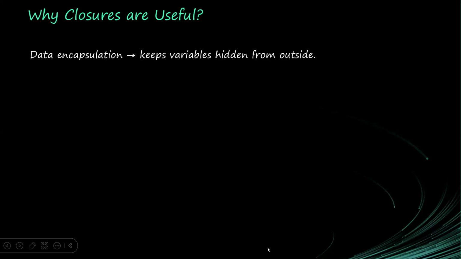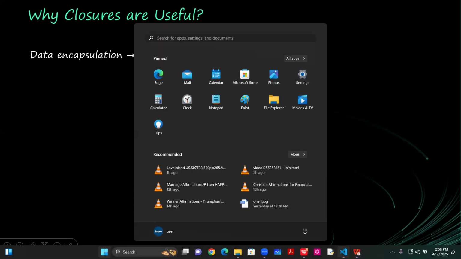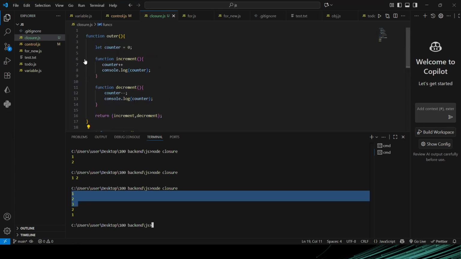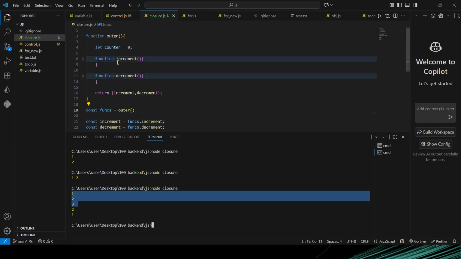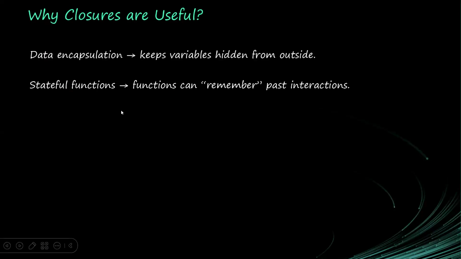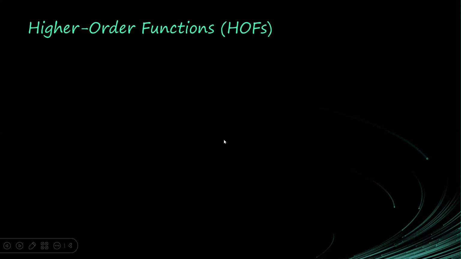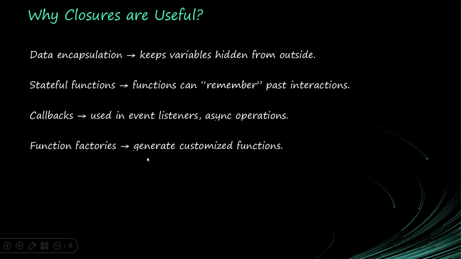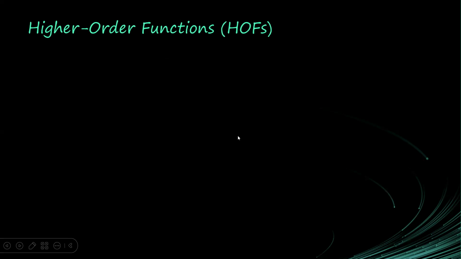All right. So data encapsulation. What was I saying? What brought me here is that it is only these functions that can have access to the counter variable. Anything outside of this function cannot have access to it. Okay. So data encapsulation, stateful functions, functions that can remember past interactions. All right. Callbacks are used in event listeners. Then function factories are used to generate customized functions. So I hope you enjoyed what we have talked about closures, okay?